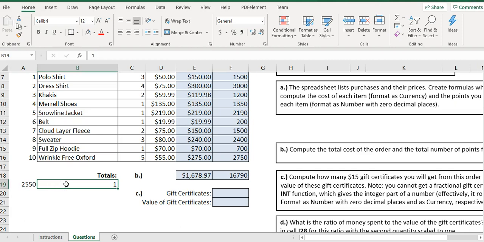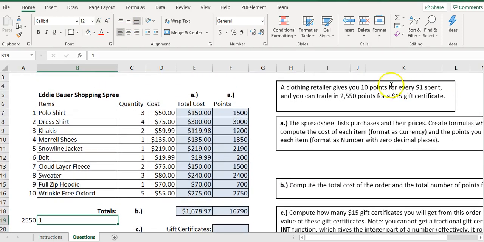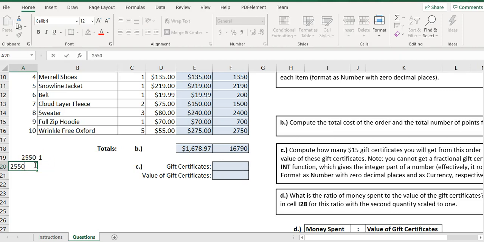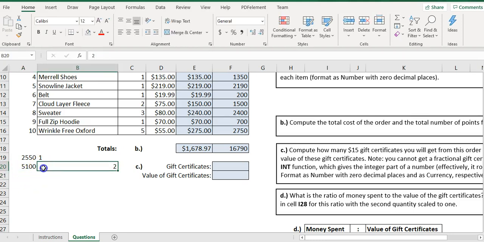Okay, and I'm getting this information from my chart up here. It says 2,550 points equals 1 certificate, worth $15. So 2,550 gives me 1 certificate. So 2,550 times 2 will give me 2 certificates. So this would equal 5,100. That'll give me 2 certificates.